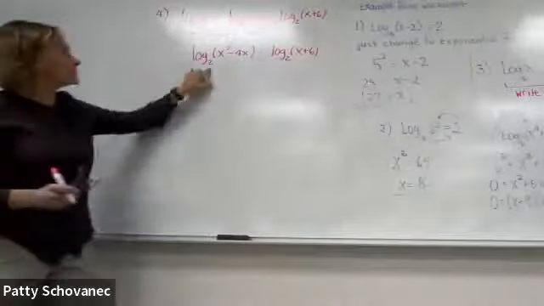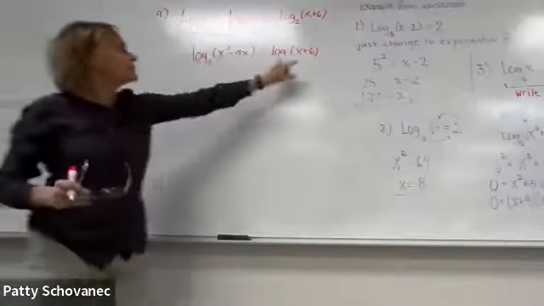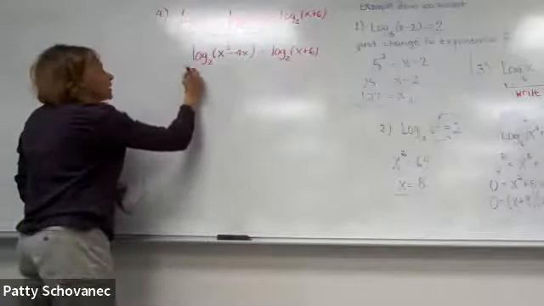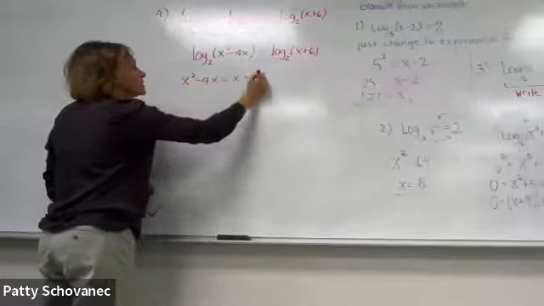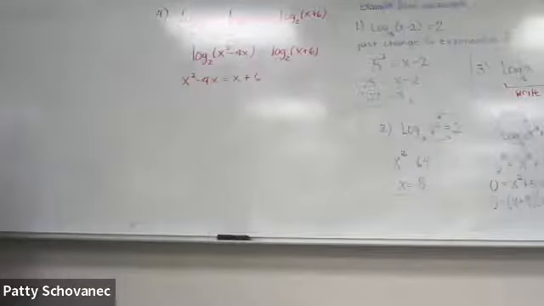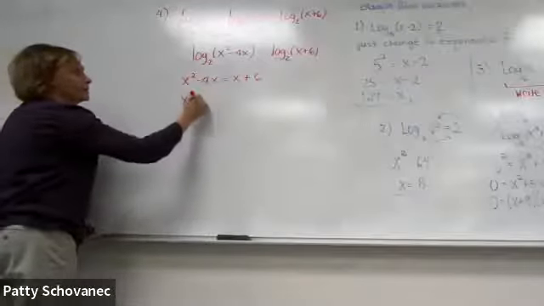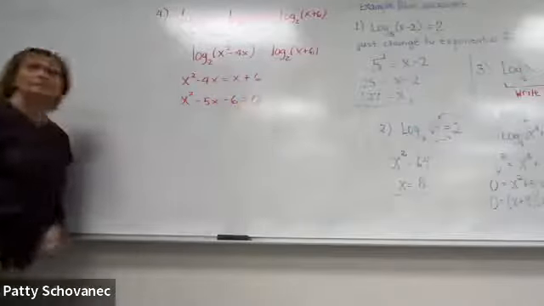Now I've got a log base 2 equal to a log base 2, and the only way that can happen is if this is equal to that. So we just said x squared minus 4x equal to x plus 6. Yeah, we got a second degree equation. Let's get 0 on one side and then try to factor. So I'm going to move those guys to this side, and we'll write that as x squared minus 5x minus 6 is equal to 0.